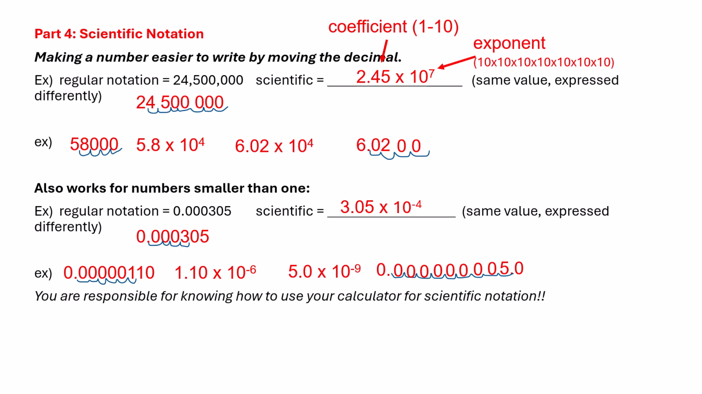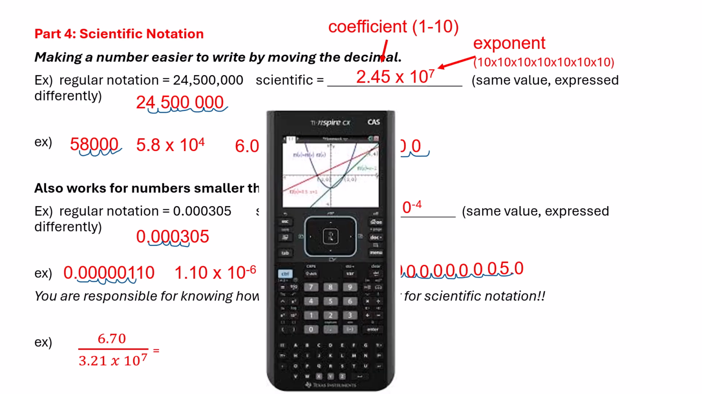The last thing we want to say is you have to know how to use your calculator in scientific notation. So sometimes we multiply or divide in scientific notation, like this number, 6.70 divided by 3.21 times 10 to the 7th. On one of my calculators, the way you're going to enter this, it starts out pretty normal, 6.70. So you just type in 6.70 and then divided by 3.21.